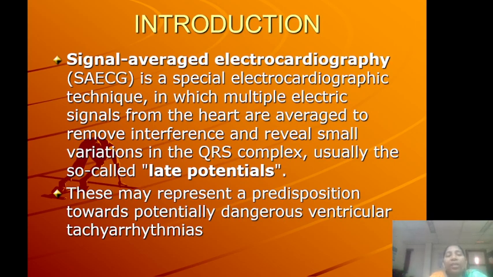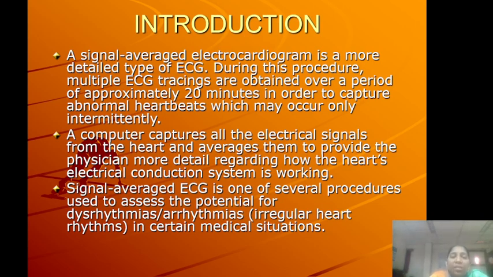So the small variations in the QRS complex can also be revealed in this signal average ECG. The small variation in the QRS complex we call late potentials. And sometimes this signal average ECG is mainly useful to predict any dangerous ventricular tachyarrhythmias which are present in the signal.